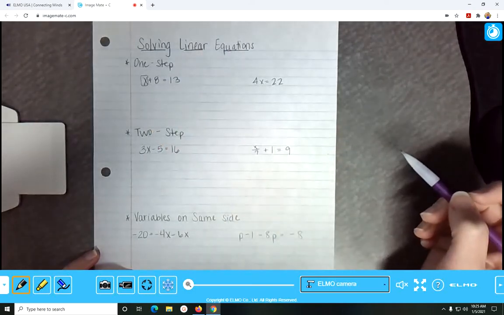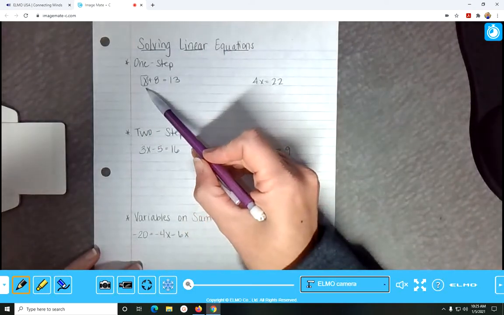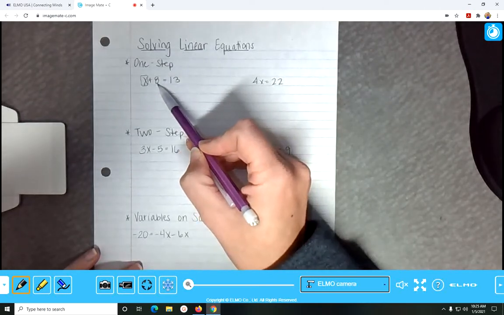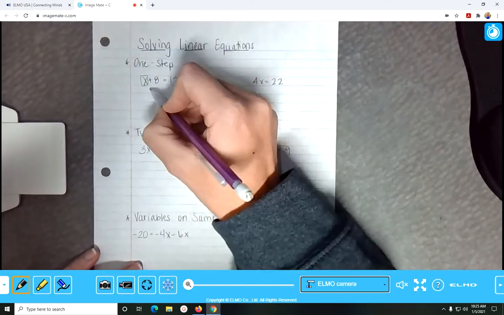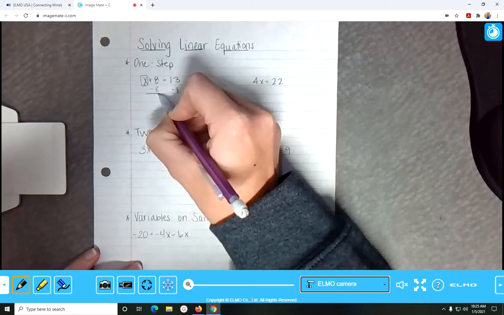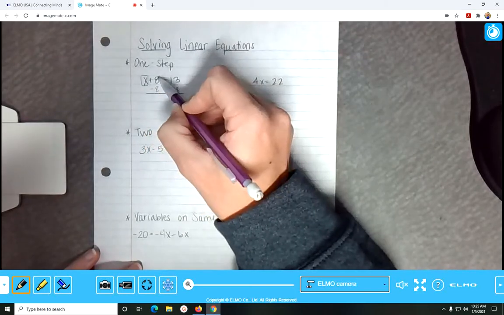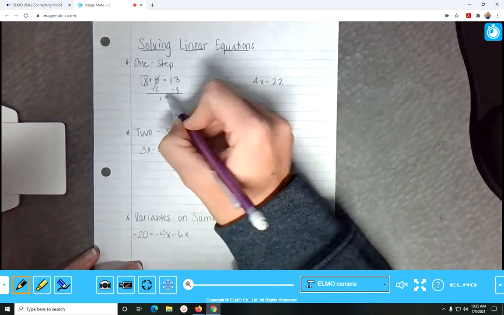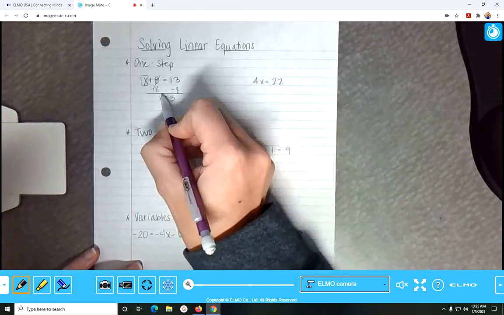inverse operations. So for this first equation that says x plus 8 equals 13, we need to get rid of the plus 8 by using the inverse operation of addition, which is subtraction. So we're going to subtract 8 from both sides of the equation. Remember, when you're working with equations, anything you do to one side you have to do to the other. So this gives us x equals 5 as our solution.